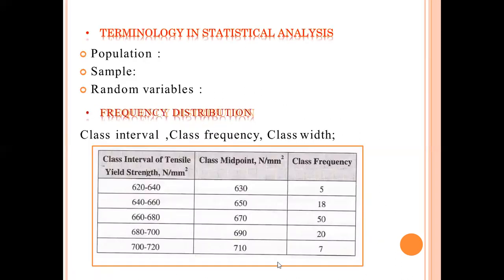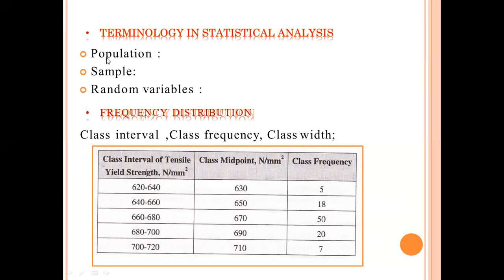Next point is terminology in statistical analysis. If you want to do statistical analysis, we will see here what are the different terms that we are going to study. First one is population, second one is sample, and third one is random variables. So what do you mean by population?